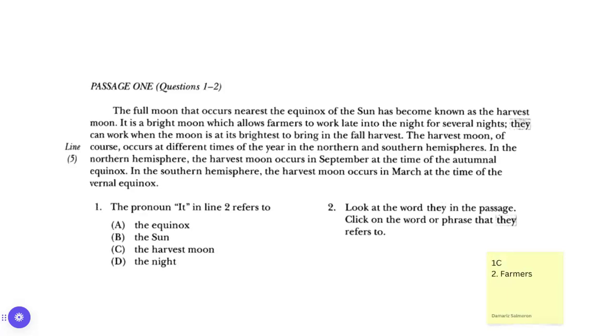And let's check the answers. Number 1, C. The harvest moon. It is a bright moon. So they're talking about a type of moon. Which one? The harvest moon. Number 2, farmers. They can work. Who can work? I'll go back. It is a bright moon which allows farmers to work late. They can work when the moon is at the brightest. I know that they're talking about the farmers.